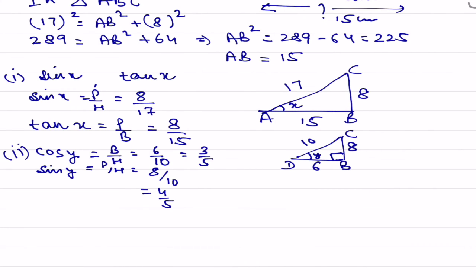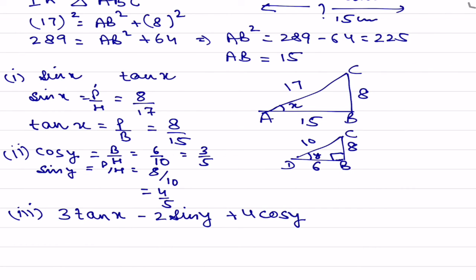So the second part was cos y. Third part is find the value of 3 times tan x minus 2 sin y plus 4 cos y. So we have already found out the value of tan x, sin y, and cos y. This is the value of tan x, this is sin y, and this is the third value.